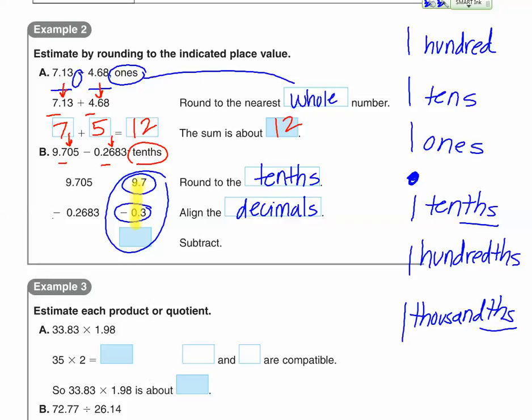So 9 and 7/10 minus 3/10, 7 minus 3 is 4. And we have our decimal points lined up, so we bring it right down below it to keep them all lined up. And 9 minus 0 is then 9. So our grand answer, Panthers, is 9 and 4/10.